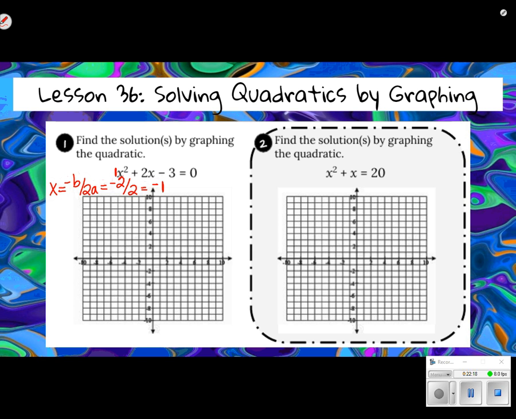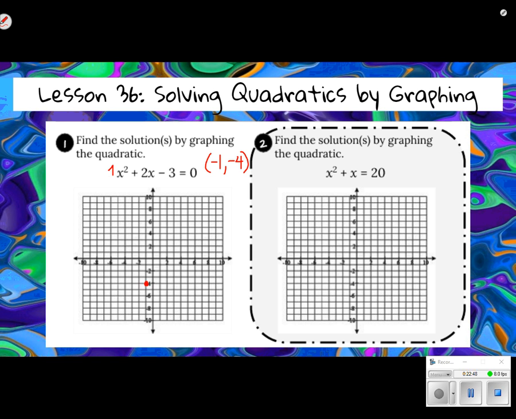So negative 1 squared plus 2 times negative 1 minus 3. Negative 1 squared is 1. 1 minus 2 minus 3. 1 minus 2 is negative 1. Negative 1 minus 3 is negative 4. So negative 1, comma negative 4 is my vertex. I'm going to erase all of that so I can show you my vertex. Negative 1, negative 4. Now that's a nice number.